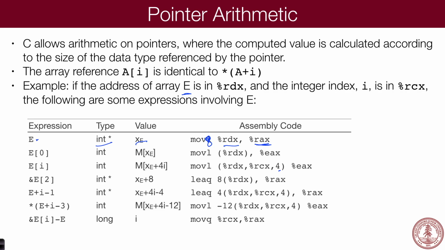Okay? All right, if we want the element at location 0, well, that's going to be going to memory, getting the location at E, and in this case, now we can use movl because it's moving a 4-byte element from the memory address at RDX, which is where E lives, into, in this case, EAX.